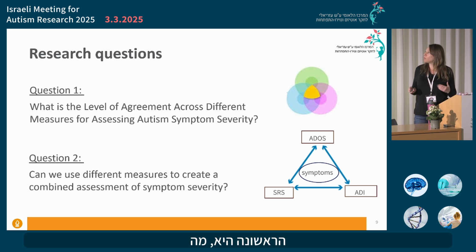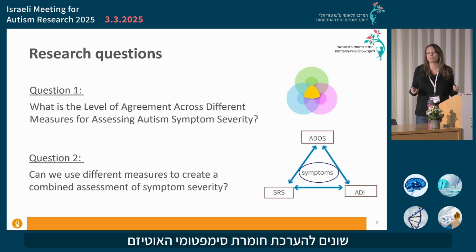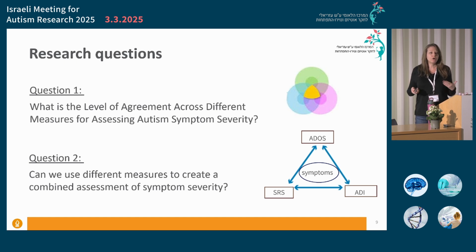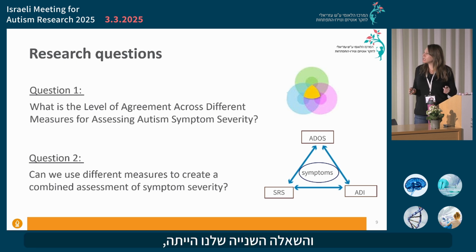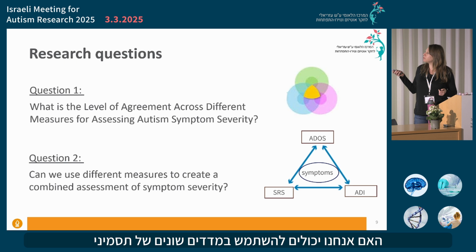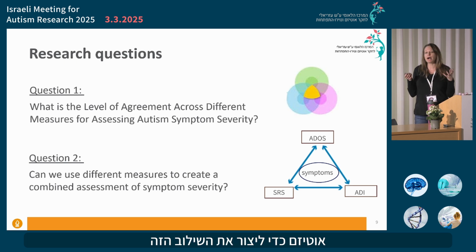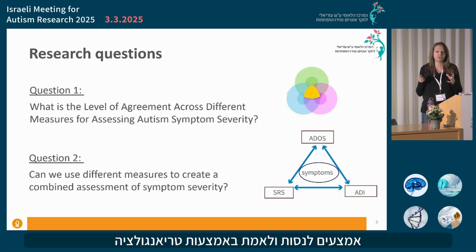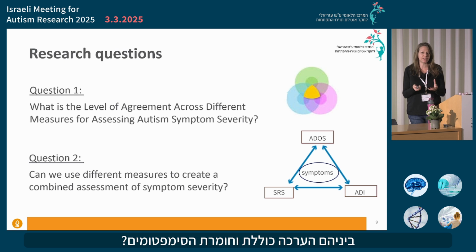And we had two questions when we started this study. The first is, what is the level of agreement across different measures for assessing autism symptom severity? So basically, what is the status in the field right now? The tools that we're using, what are they actually showing us? And our second question was, can we use different measures of autism symptoms to create this combined assessment of autism severity? Can we almost use these different measures to try and triangulate between them an overall assessment of symptom severity?